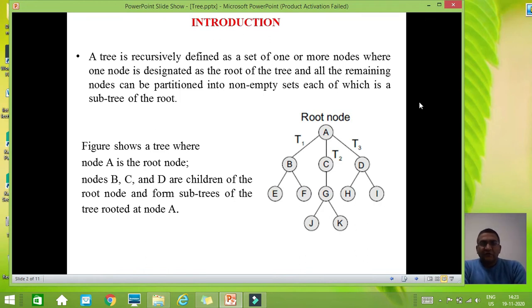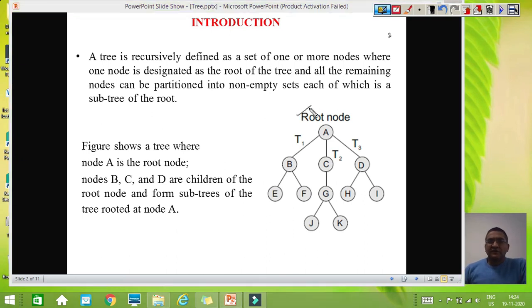Let us look at the formal definition. Tree is recursively defined as a set of one or more nodes where one node is designated as a root. So tree is a collection of elements where each element we call a node, and out of all these elements we have a special node we call a root.